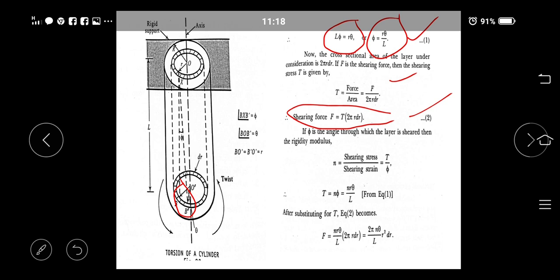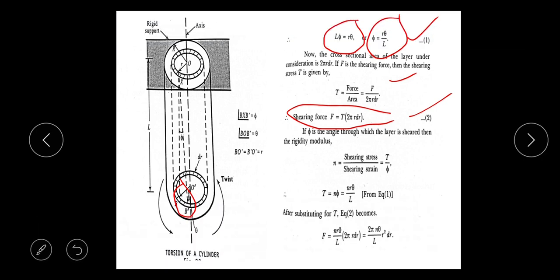Next, if phi is the angle through which the layer is sheared, then we take the definition of rigidity modulus. It is the ratio of shearing stress to shearing strain. So shearing stress is T, shearing strain is phi. Rewriting for shearing stress, T is equal to N phi. Substituting for phi, we write R theta by L from equation 1. Here we get T is equal to N R theta by L.